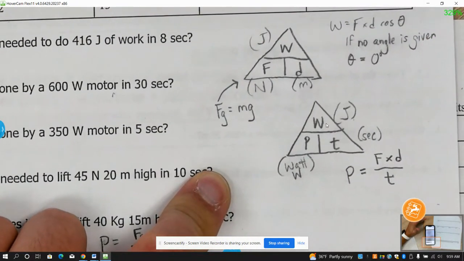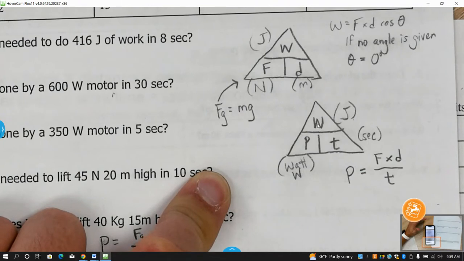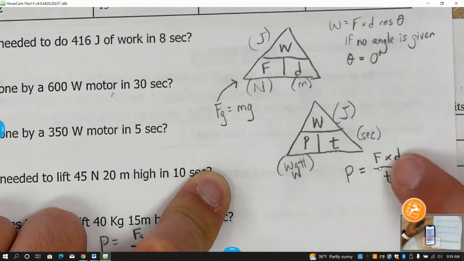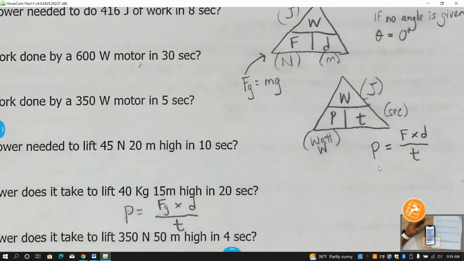Now, another way: if work is equal to force times distance, and you replace W with F times D, power can also equal force times distance divided by time. I think there's 2 or 3 problems like that use this.